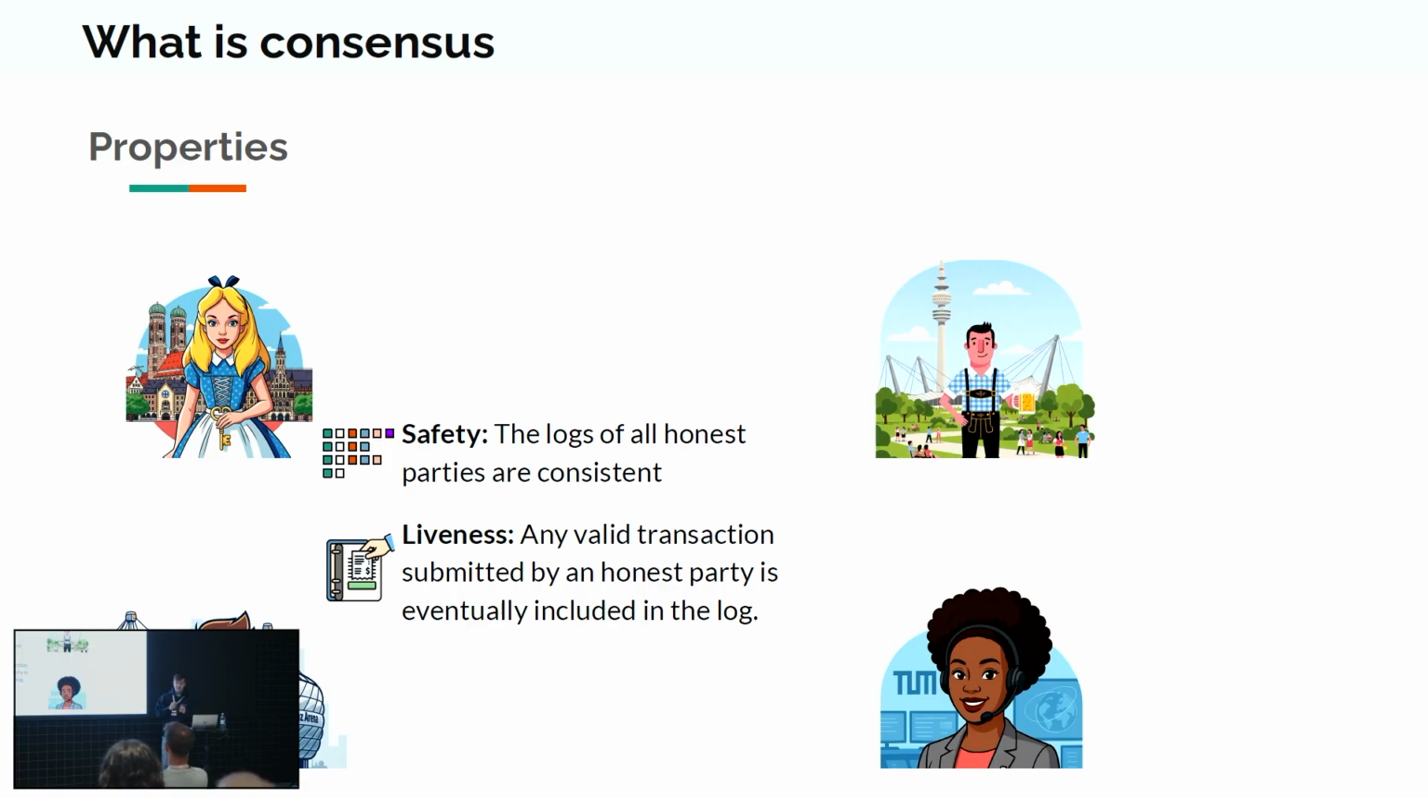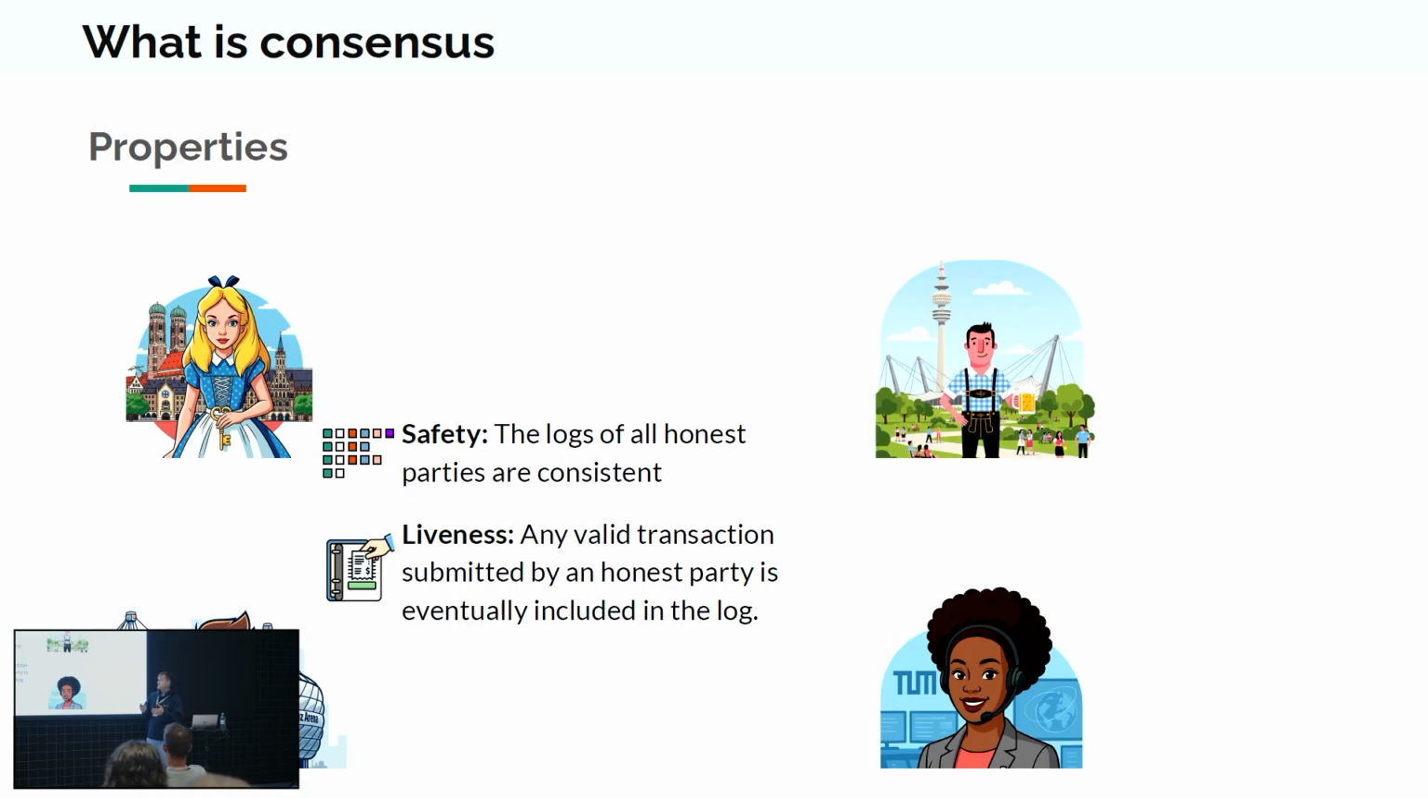The first one is safety: if you have the logs of any two honest participants, then they should be consistent, meaning that one should be a prefix of the other. And the second property is liveness. It means that if a valid transaction appears in the input stream of one of the participants, then it should eventually be included in the log.